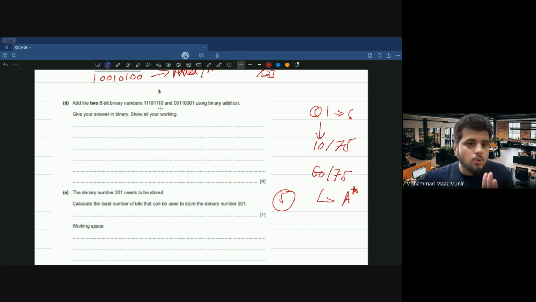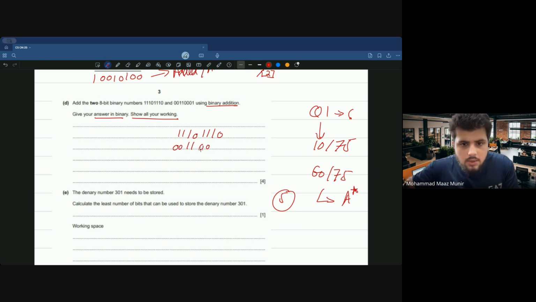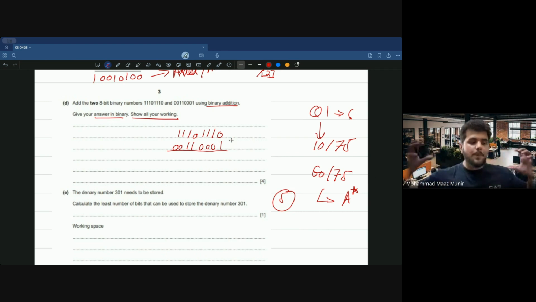Okay, so add the two binary numbers using binary addition. Give your answer in binary and show all your work. How will I be doing it? Write the two numbers: 1 1 1 0 1 1 1 0, then up here 0 0 1 1 0 0 0 0 1 1 0. Make sure you directly write it beneath it so that it's easier to understand. Usually there is this mistake, so it's better if you write the numbers a bit openly, so that you can't make a mistake, because there is a large chance. I personally used to mess up this thing too, so you guys should not be making a mistake.